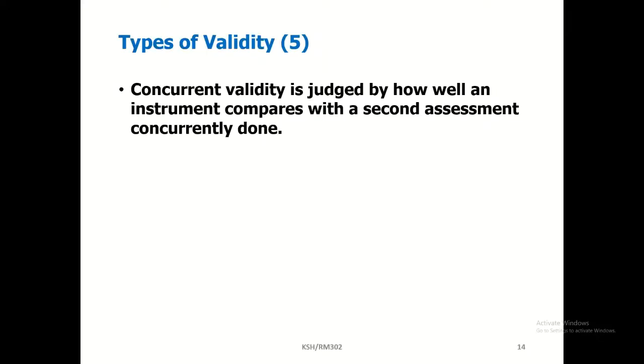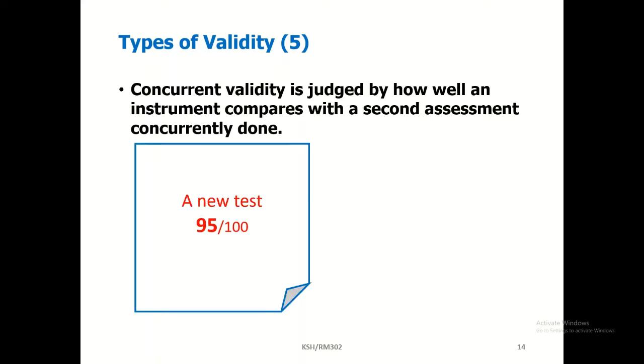Next comes the fourth type of validity, concurrent validity. Concurrent means existing or happening at the same time. Basically, concurrent validity means that two instruments are valid at the same time. For example, we developed a proficiency test. We then administered the test and obtained an average score of roughly 95 out of 100.